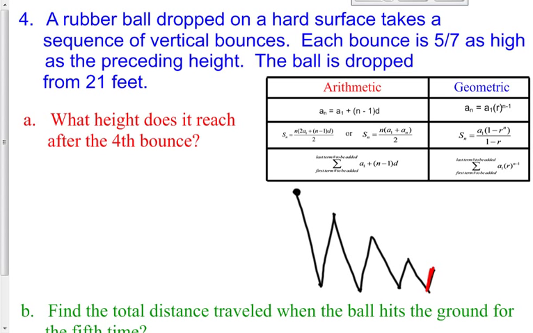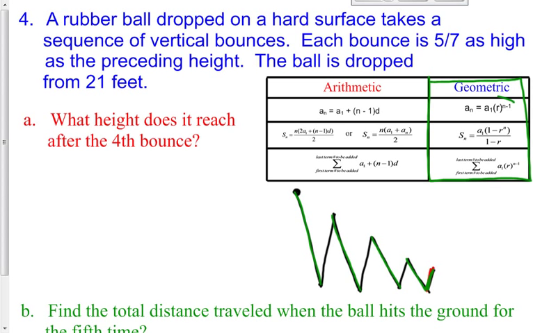When it is 5/7 as high as the preceding one, what we're doing is multiplying each and every term by 5/7. This is geometric, so we're dealing with this side of the equation right here. When it says what height does it reach after the fourth bounce, here is the value of the first term, a sub 1, that's 21. Here's a sub 2, a sub 3, a sub 4, and then as it comes back up again, here's a sub 5. So we want to find the fifth term.